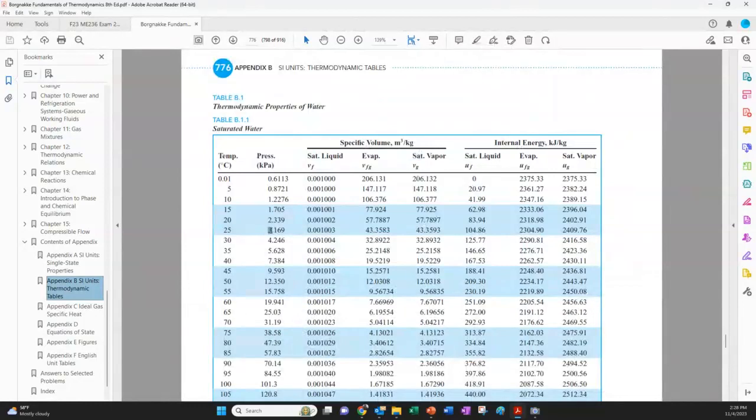Did I get that right? Ooh, wait a minute. Did I get that right? Yes. Okay, it's the right degree. So 3.169 kilopascals is the final.